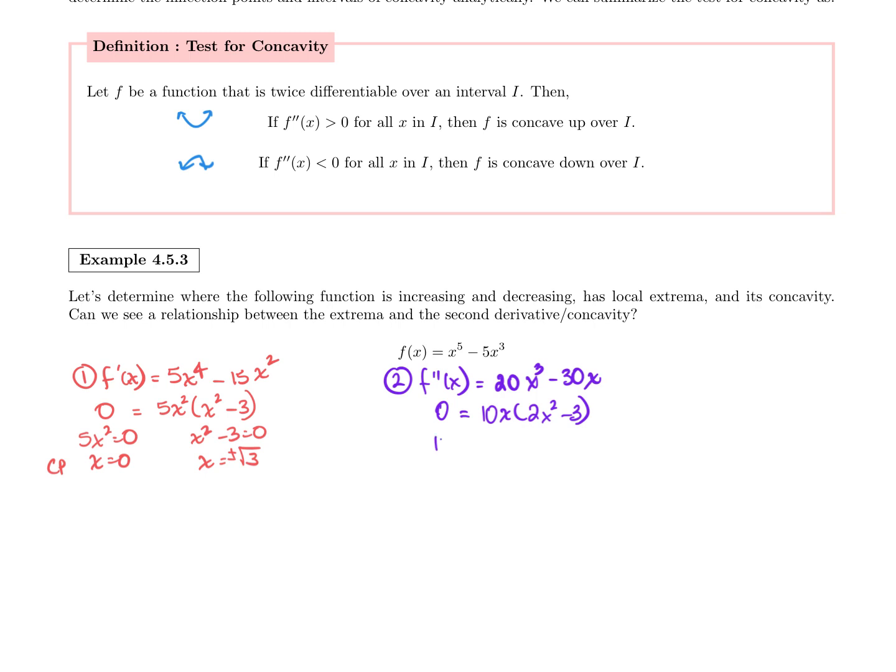So we would have 10x equals 0, so x is 0. And then we would have 2x squared minus 3 equals 0. So x would be plus or minus the square root of 3 halves. So we now have plus or minus the root of 3 as possible extrema, they are critical points. And now we have some possible inflection points at plus or minus the root of 3 over 2 and 0. So step 3 is going to be drop it all on a number line.